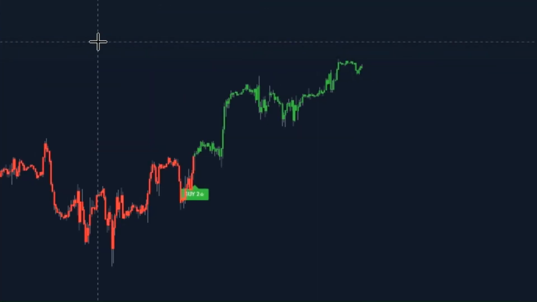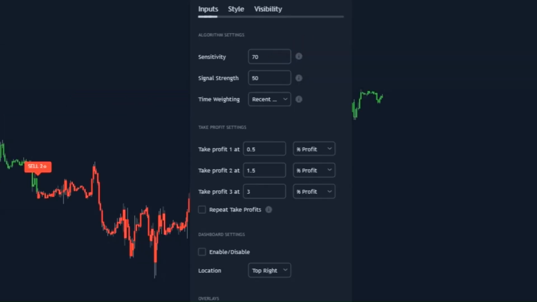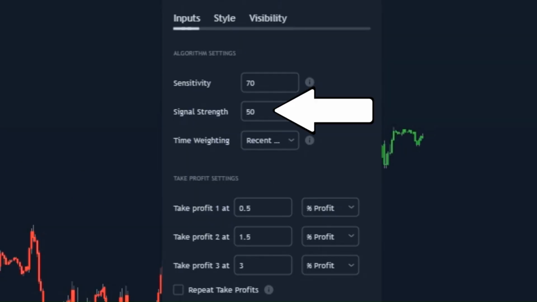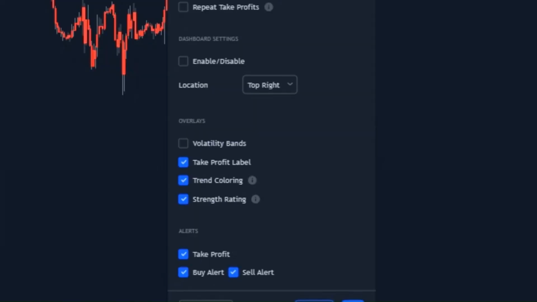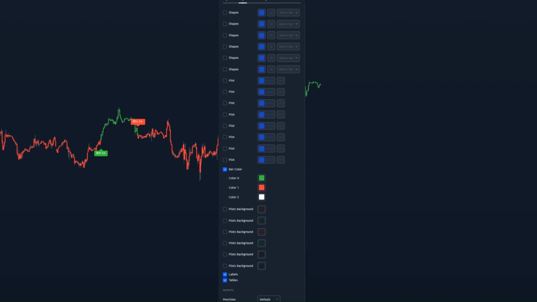Now that we've added this indicator to our chart, we're going to click on the settings, and in the settings tab we want to make sure that on the algorithm settings the sensitivity level is set to 70. The second most important one is the signal strength, and we want to set that to 50. We also want to make sure that the volatility bands are turned off, and I have also disabled the dashboard settings, and I have turned off all of the shapes, plots and plot backgrounds.